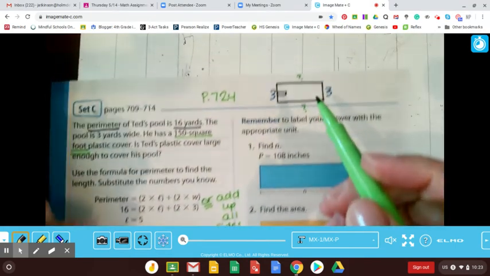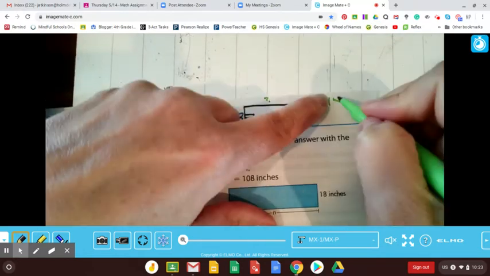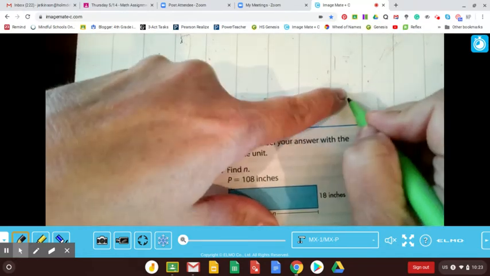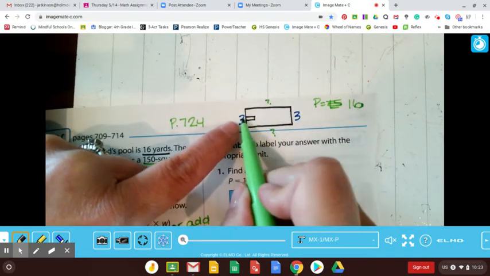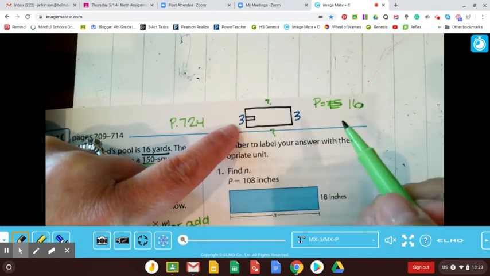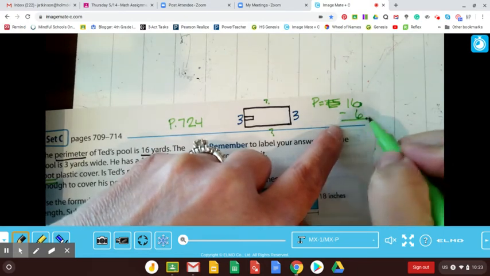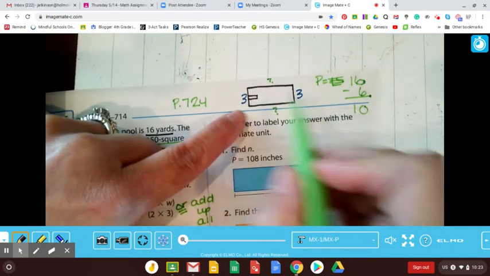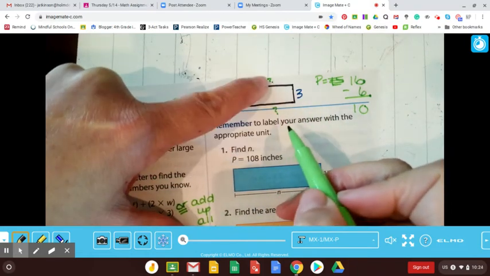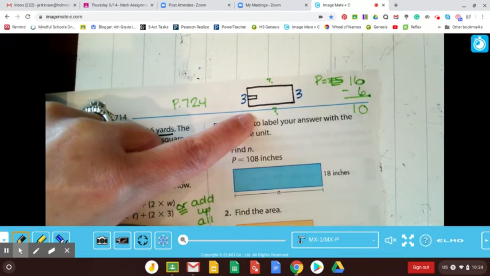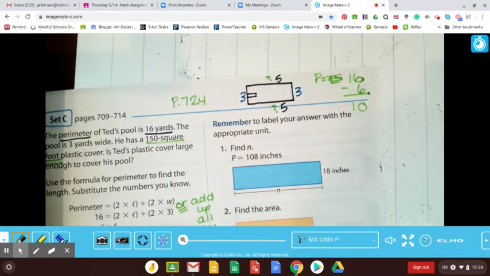So, if we know that the perimeter is 16, and we know that the width is 3 plus 3, which would be 6. If I do 16 minus 6, I would get 10. Now, each of these aren't 10. We then have to divide the 10 by 2, right? Because there's 2 lengths. So 10 divided by 2 would be 5. So the length must be 5, right?